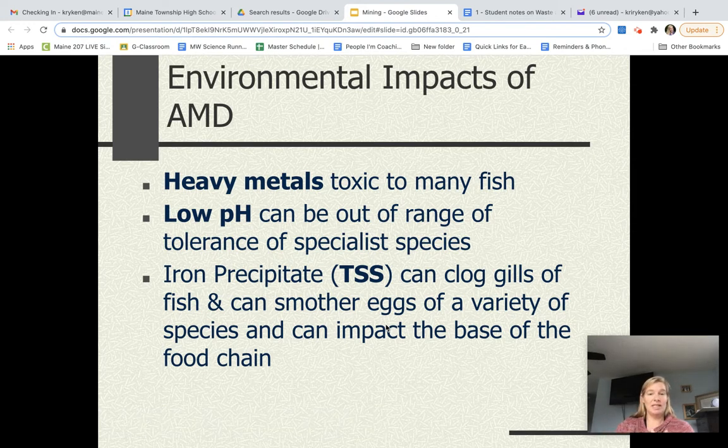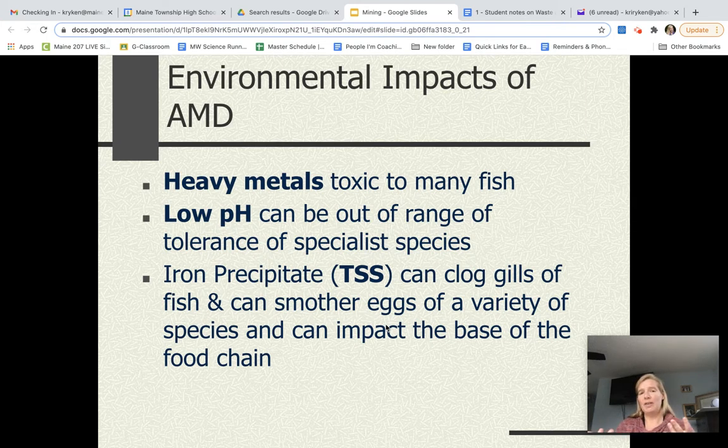The low pH can be out of the range of tolerance for specialists. The iron precipitates out. That precipitate means it's a solid, comes out and again increases that TSS. That could get into the fish gills. It could smother fish eggs. Again, that albedo effect, so it's going to warm the water.